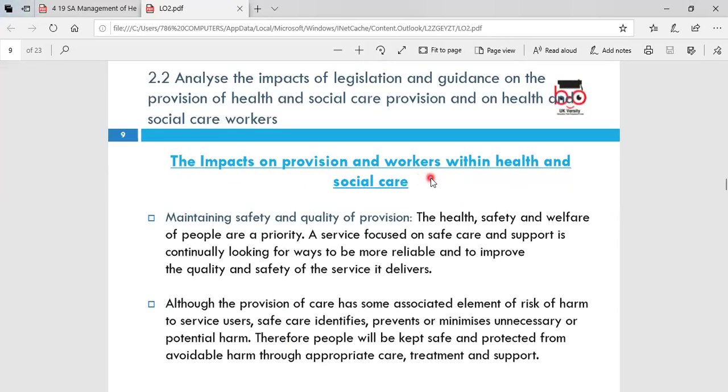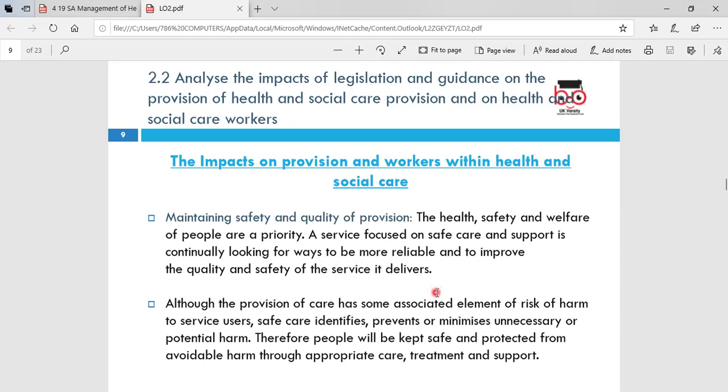So, maintaining safety and quality of provision. The health, safety and welfare of people are always a priority. A service that's focused on safe care and support is continually looking for ways to be more reliable and to improve the quality and safety of the service that it delivers.